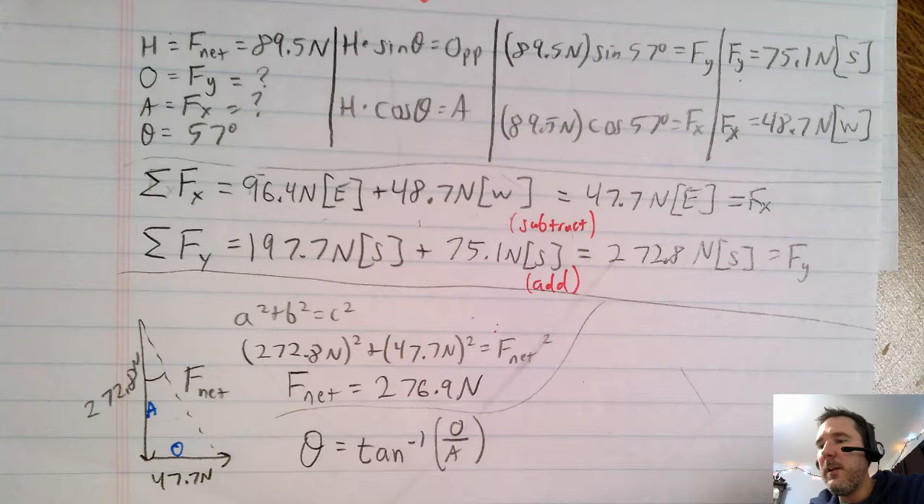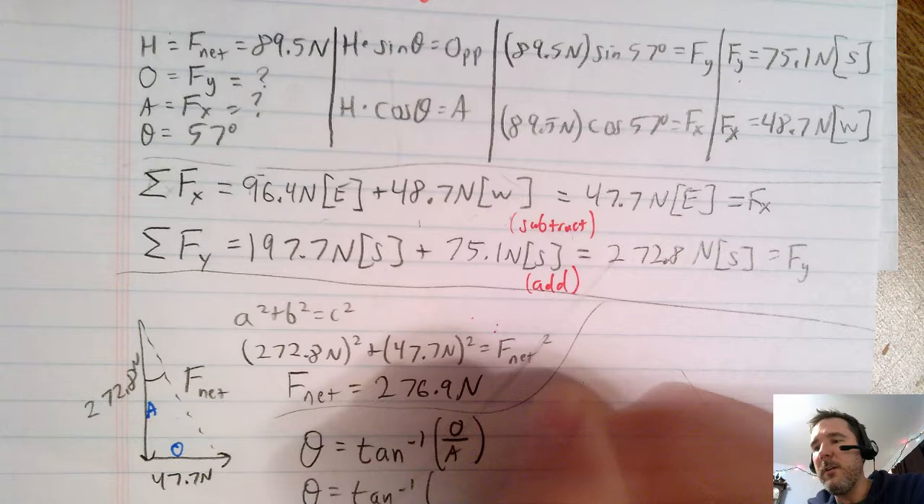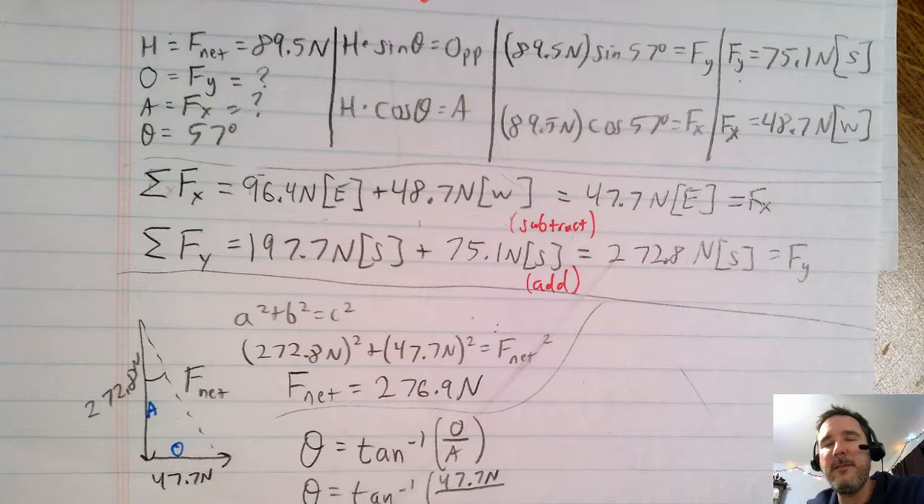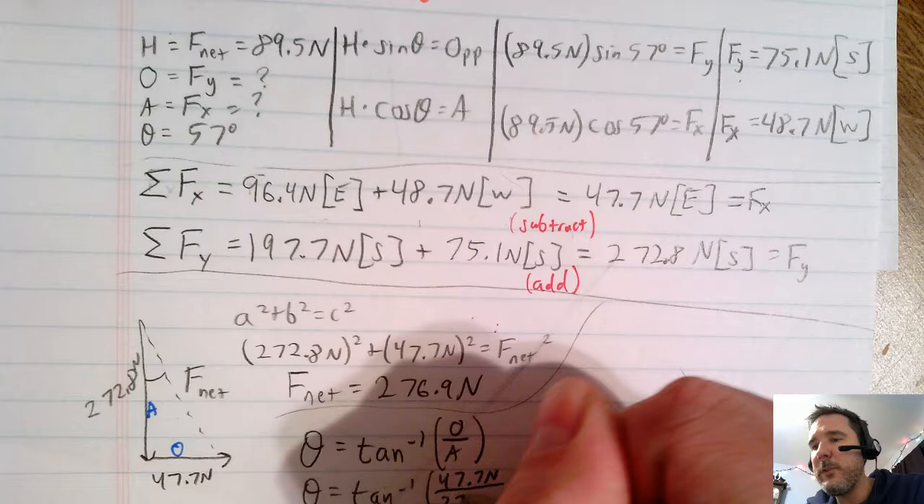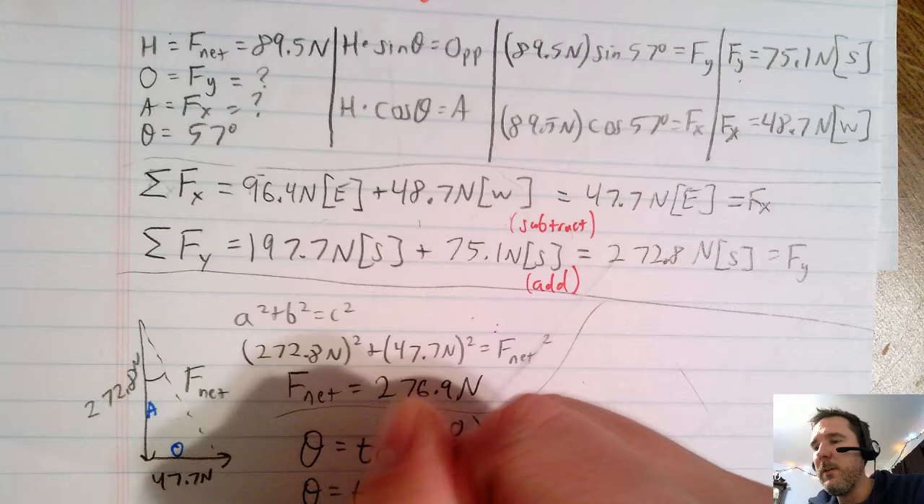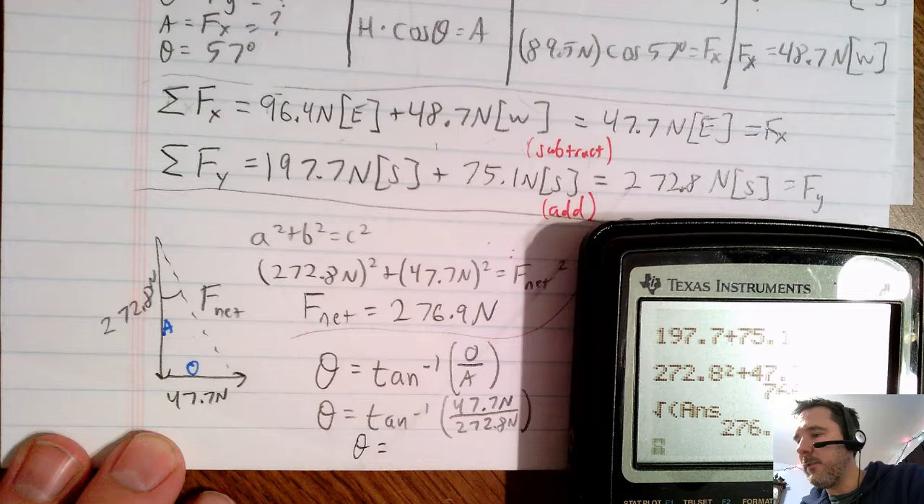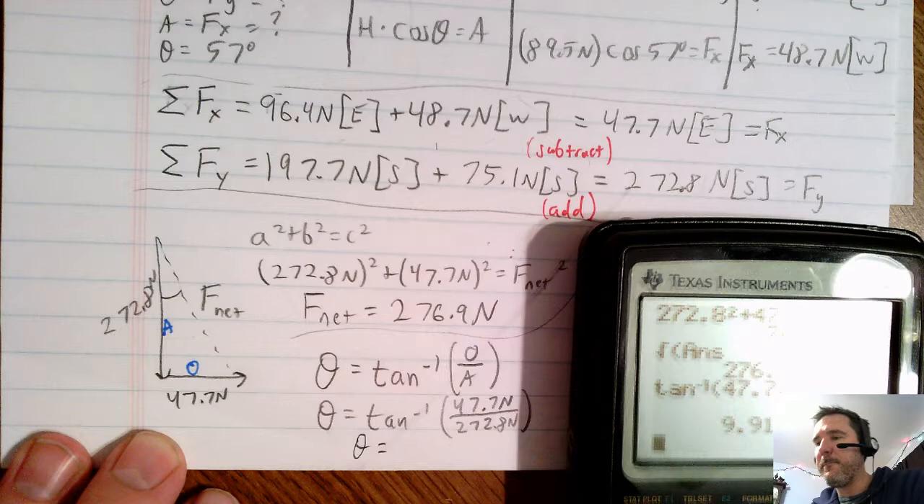So the angle is inverse tangent of opposite, 47.7. Tempted to go fast here. You're going to mess up if you go fast. If you find yourself rushing, stop and slow down. 272.8 newtons. And so my angle, my theta, is inverse tangent of 47.7 divided by big old number, 272.8, which is 9.9.